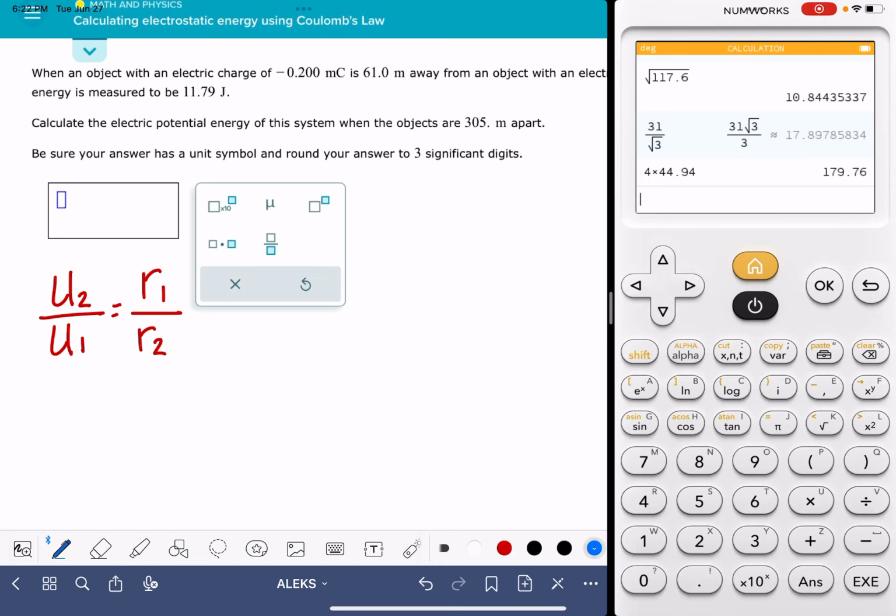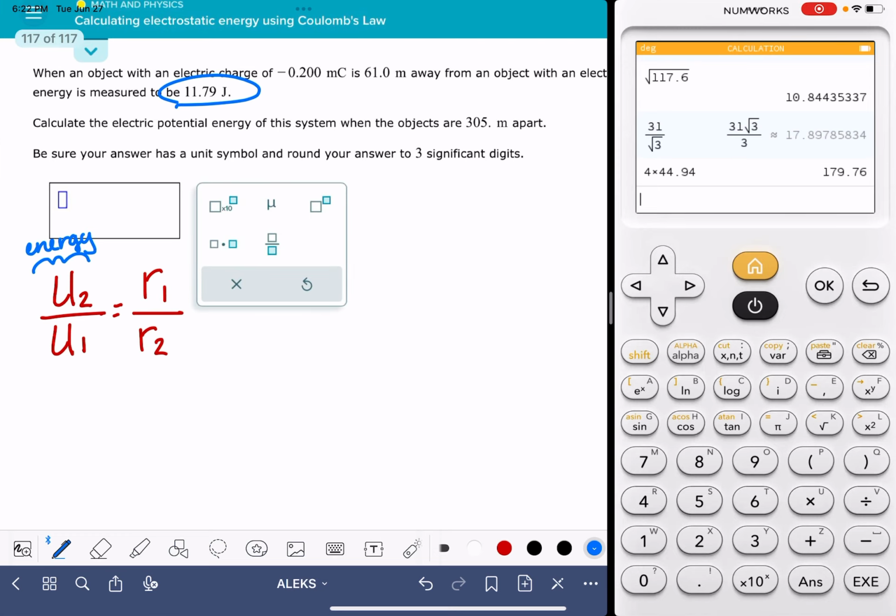So the U term here is referring to the energy of the objects, the 11.79 joules, and also the energy that we're supposed to calculate here. And the R is referring to the distance between the two particles. The 1 and the 2 are referring to the two relative situations. So I'm going to use the subscript 1 to indicate the initial situation.